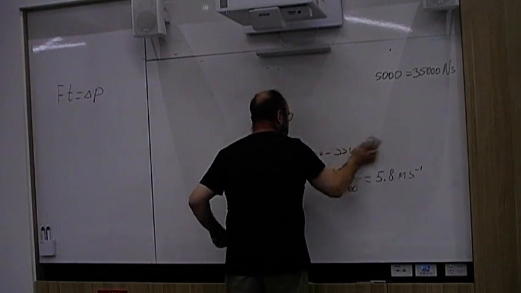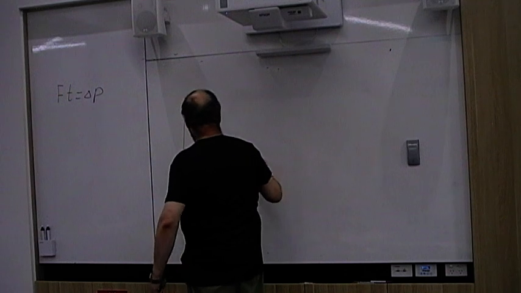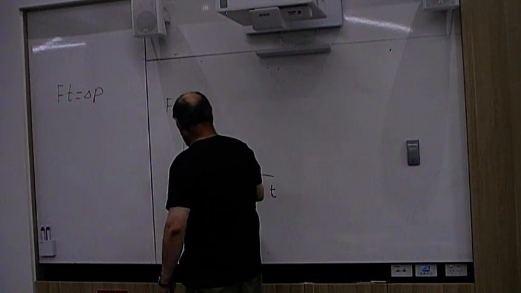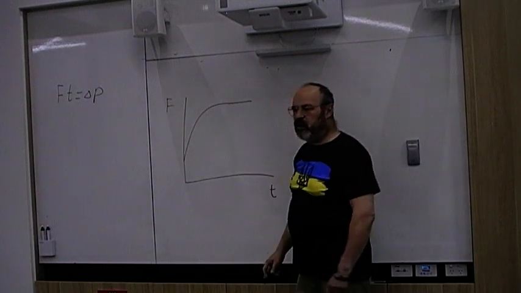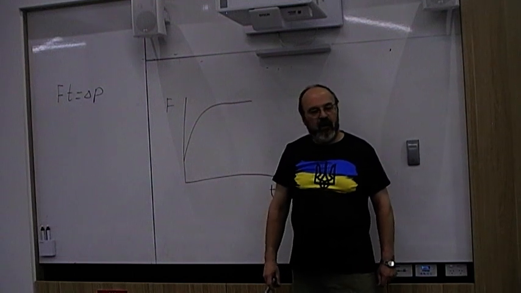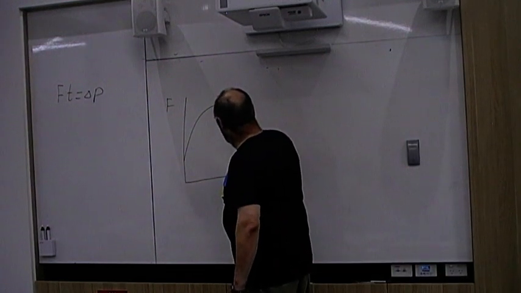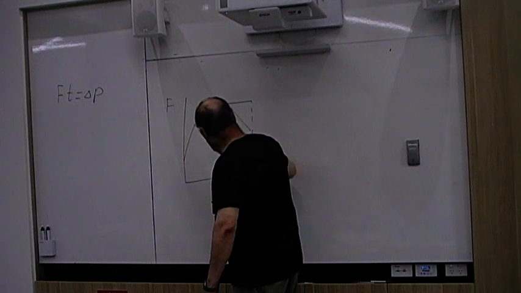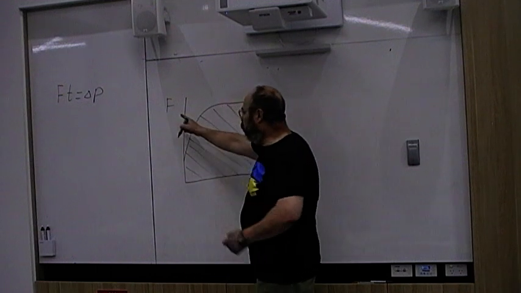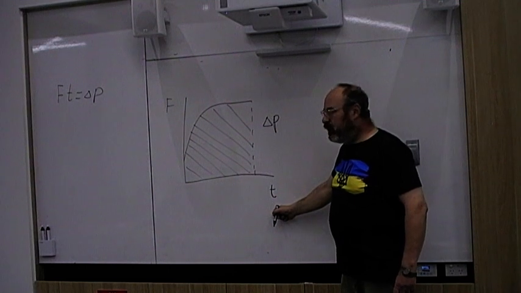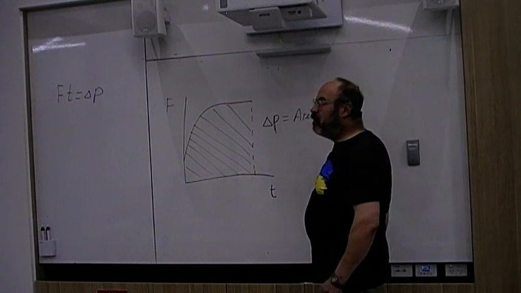Now let's consider the last bit for today, the variable force. If we have force changing over the time, let's say something like this, we have a graph. How can we find change in the momentum? It will be the area under the graph. When we have a force against time graph, we can find change in the momentum as the area under the graph.